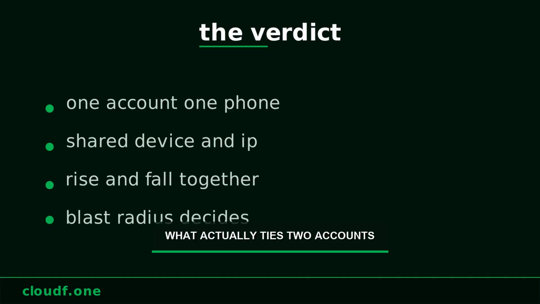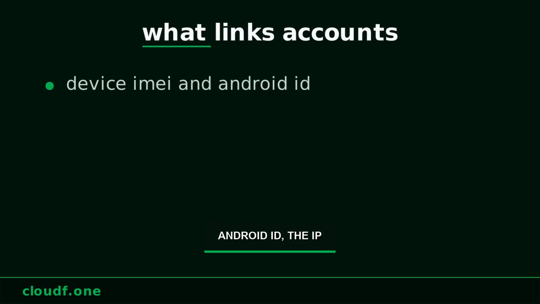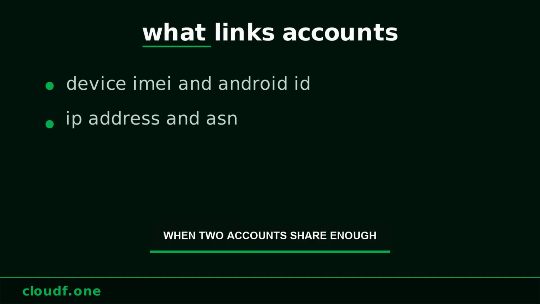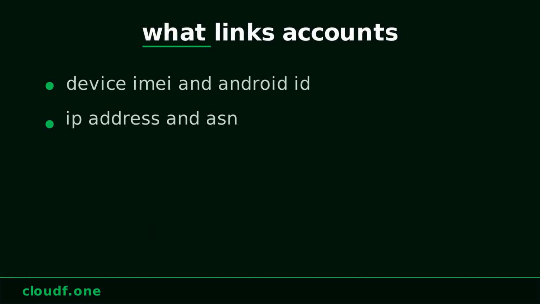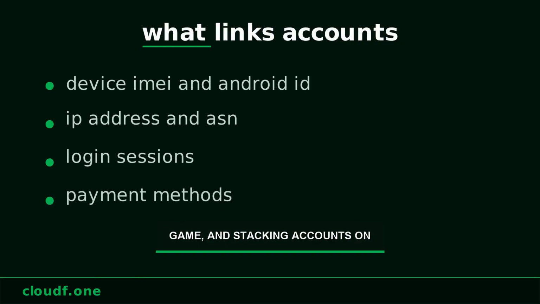So start with what actually ties 2 accounts together in a platform's eyes, because it is not your name written on them. It is the device they live on, the email and the build of the handset, the Android ID, the IP and the reputation sitting behind it, the login sessions, the payment methods, and the rhythm of how they behave. When 2 accounts share enough of those signals, the platform quietly stops seeing 2 separate people and starts seeing 1 operator running a set.